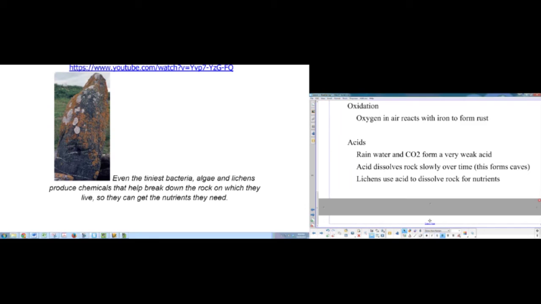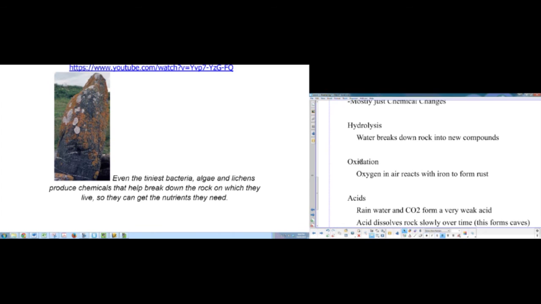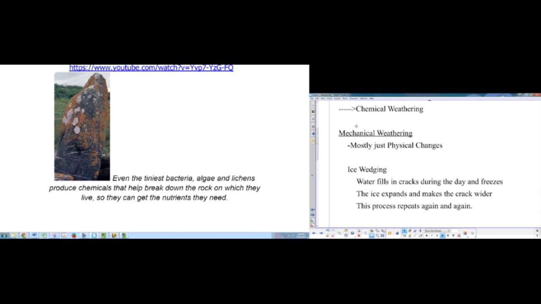So, in summary, weathering has two types, mechanical and chemical weathering. Mechanical weathering is really just physical changes happening to it. Chemical weathering are chemical changes. And weathering is the breaking down of rocks on Earth's surface. Make sure you review these. Make sure you understand all the different types of chemical weathering, all the different types of mechanical weathering that I want you to know.